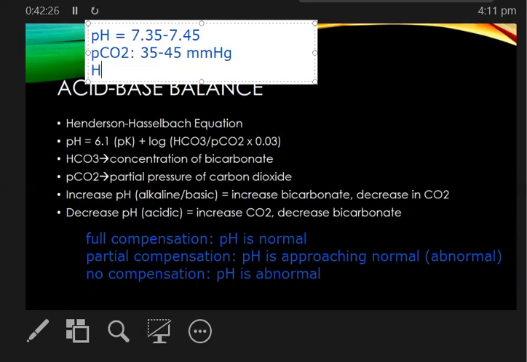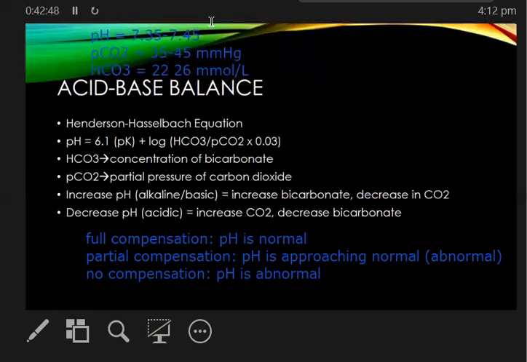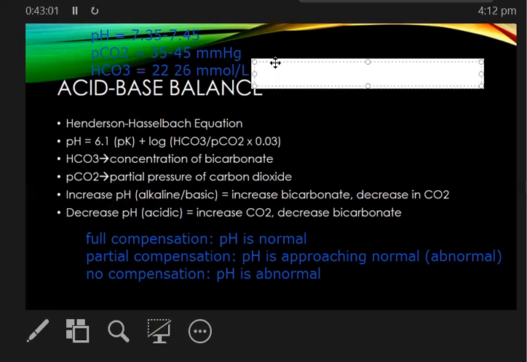Another one is the normal concentration of your bicarbonate, which is 22 to 26 millimoles per liter. So pH 7.35 to 7.45, carbon dioxide 35 to 45 millimeters of mercury, and bicarbonate 22 to 26. I'm sorry, I made a mistake.